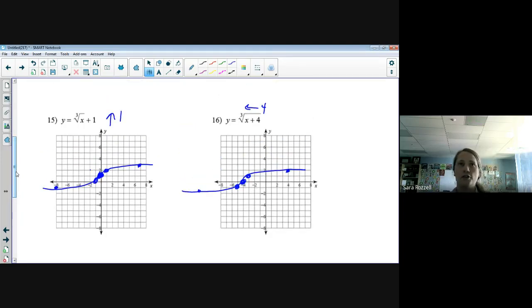Do you guys remember all of our transformations we did a while ago? Those coming back to you now a little bit? Up and downs at the end, insides left and right, a negative flips it. Okay. If you're okay with that, you should be fine with this section.